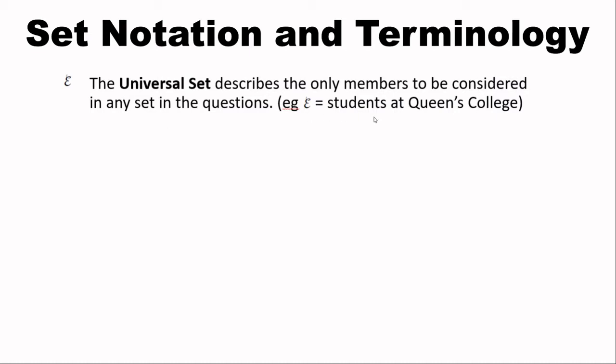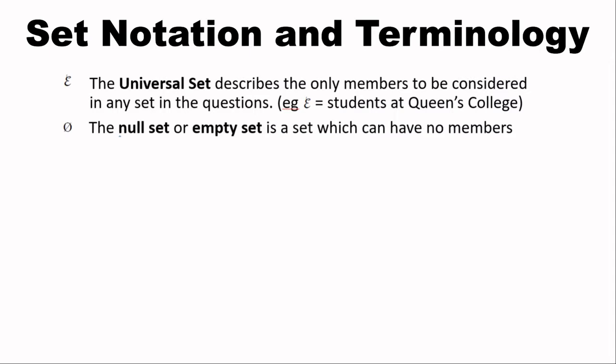So for example, if I say that the universal set are the students of Queen's College, I might be talking about the grades that students earn on the math exam. I may talk about the subsets of girls' results and boys' results, but you have to keep in mind that I'm not talking about all of the boys and girls in the universe. I'm just talking about the boys and girls at Queen's College.